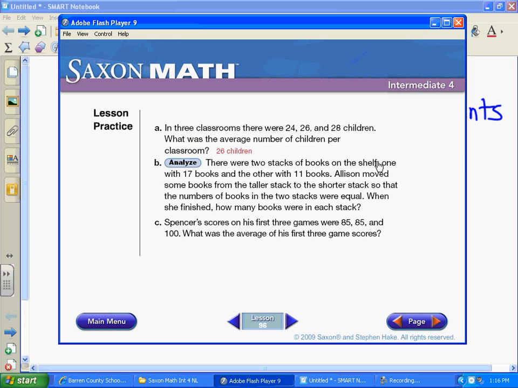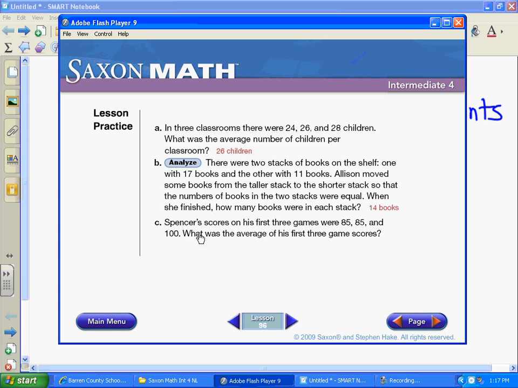There were 2 stacks of books on the shelf, one with 17 books and the other with 11 books. Allison moved some books from the taller stack to the shorter stack so that the number of books in the 2 stacks were equal. When she finished, how many books were in each stack? Well, we can average this also. If we take 17 plus 11, what do we get? 28, right? Now let's divide those into 2 stacks. 28 divided in half, and you get 14 books. So we can use that same skill.